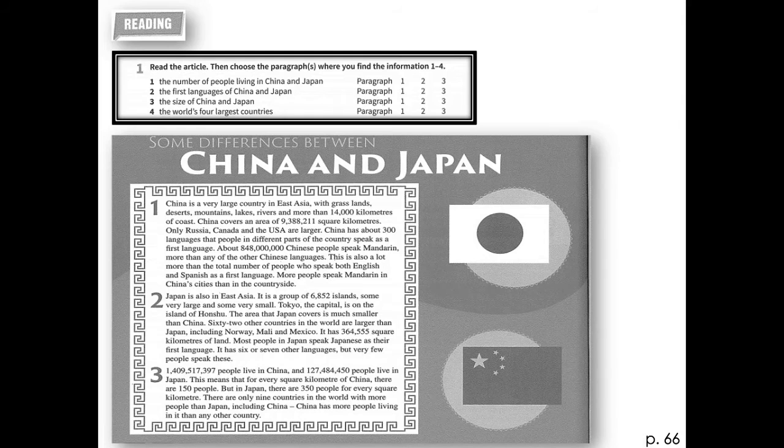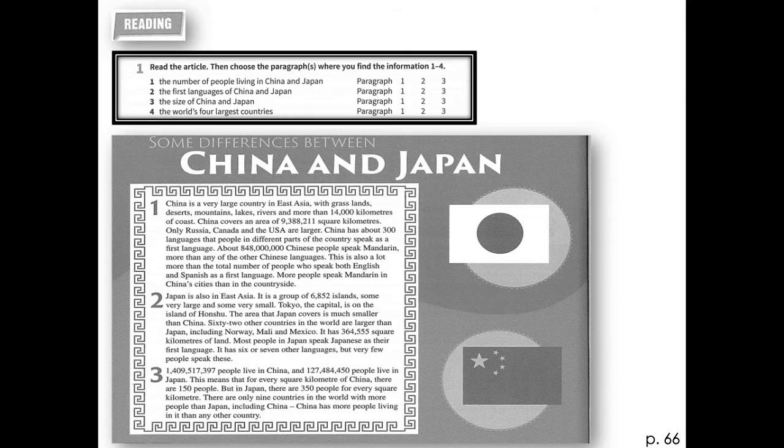1,409,517,397 people live in China, and 127,484,450 people live in Japan. This means that for every square kilometer in China, there are 150 people. But in Japan, there are 350 people for every square kilometer. There are only 9 countries in the world with more people than Japan, including China. China has more people living in it than any other country.